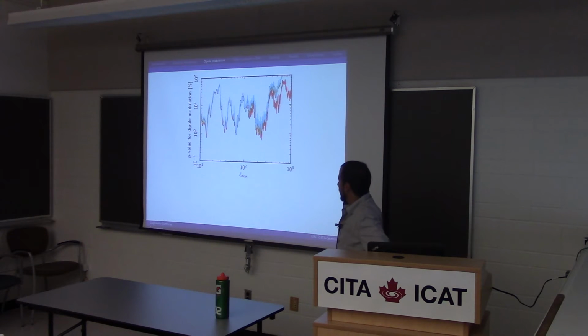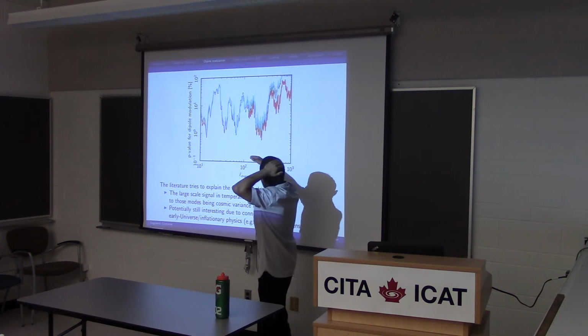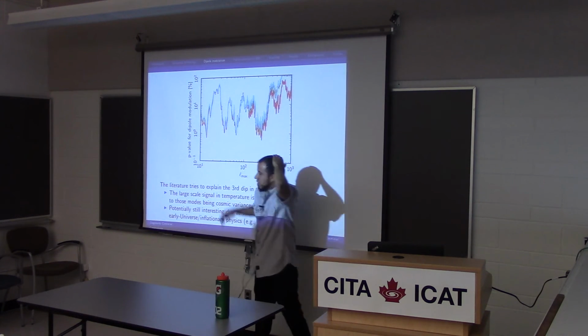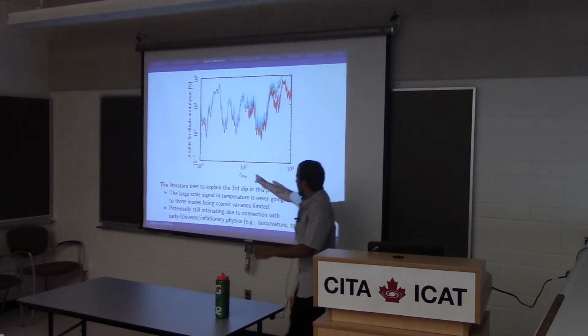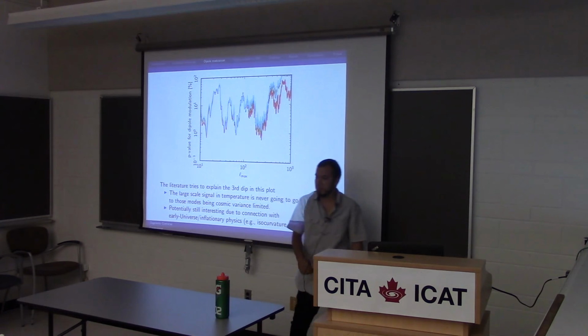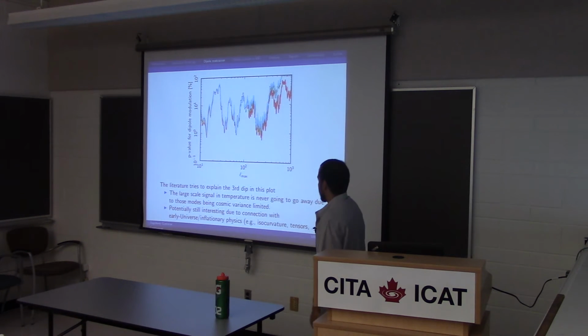So people like to point out this third dip here, even though I really could have pointed out any of these dips if I wanted to. So this is this Lmax of 64 dip. That's where you get this 6 to 7% amplitude of dipole modulation.